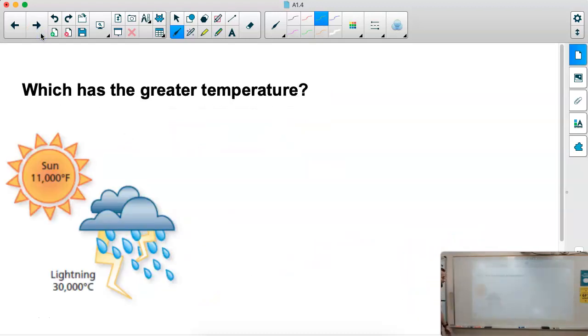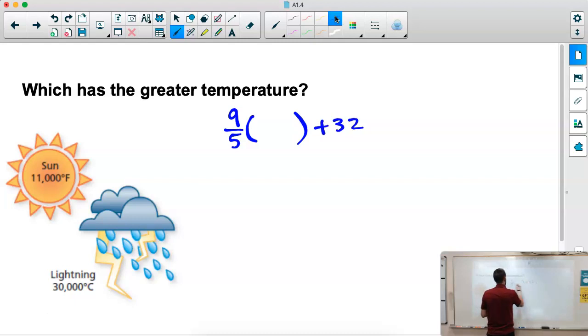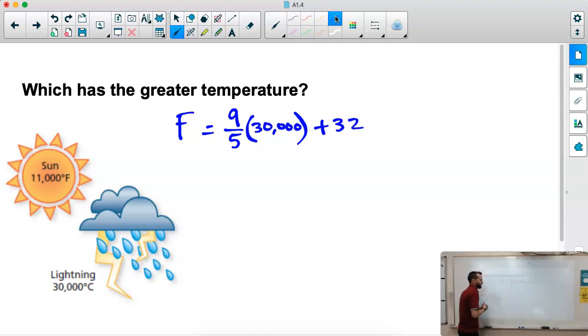So ultimately, they're giving us a situation here. Which temperature is greater? The sun, which they're giving us as 11,000 degrees Fahrenheit, or a bolt of lightning, which is 30,000 degrees Celsius. So on this situation, all you have to do is take one of them and convert it. Let's take lightning, because we just had that formula on the board. 9/5 times Celsius plus 32 is going to give us Fahrenheit. So if we take this temperature, 30,000, and solve this, what are we going to get?